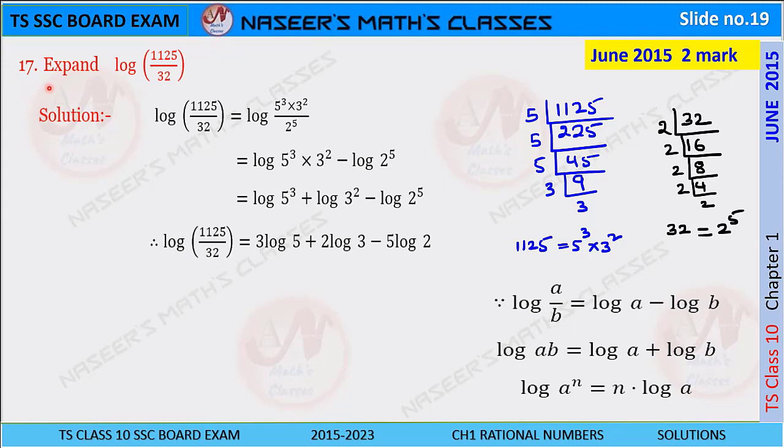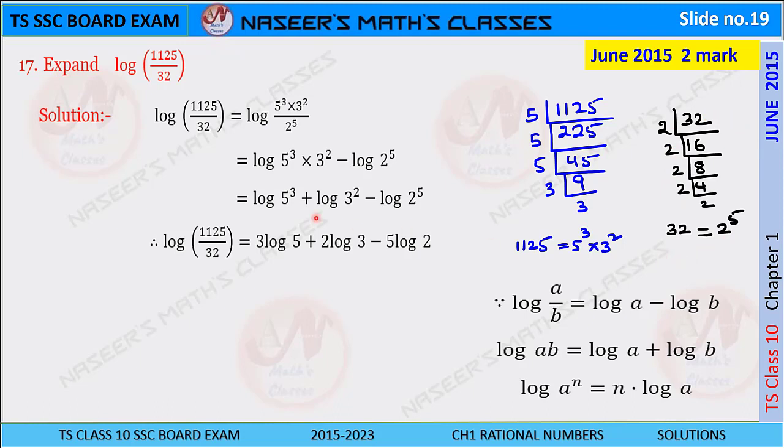Solve the 17th problem. Expand log 1125 by 32. To expand this one, first of all, we have to find the factors of 1125 and 32. So 1125 factors are written as 5, 5, 5, 3 and 3. Then 1125 is written as 5 cube into 3 square. And the factors of 32 are written as 2 power 5.